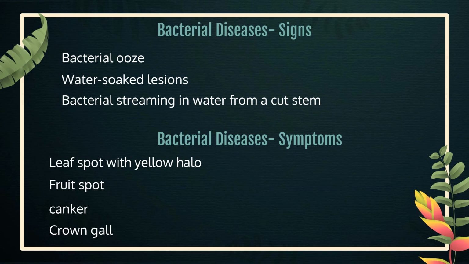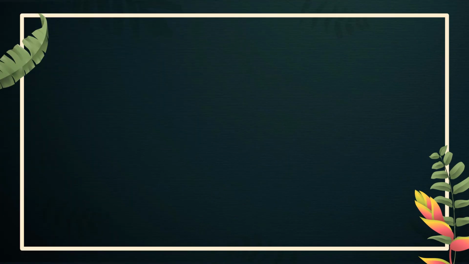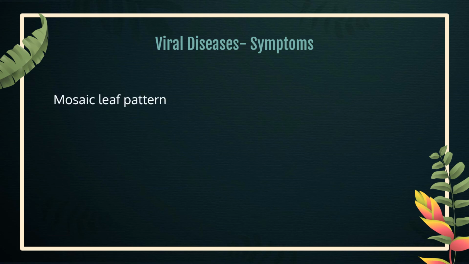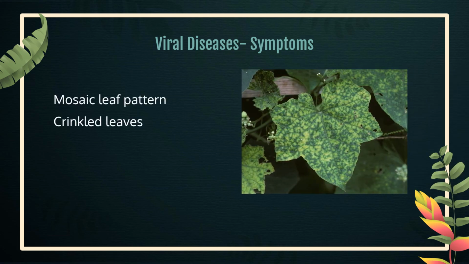Next one is viral diseases. If a virus infects a plant, we can't identify any early sign caused by that viral pathogen. Only after the formation of symptoms can we identify viral diseases. The most common symptom is the mosaic leaf pattern. In this picture, you can see the mosaic type formation in the leaves. This is the most common example of viral diseases.